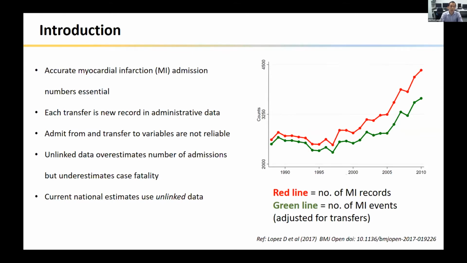We have previously shown that if transfers are not considered, as in this graph here shown by the red line, and such as when using unlinked data, the number of MI events can be inflated. Furthermore, if we do not consider transfers, we can also underestimate case fatality due to a larger denominator. Current national estimates use unlinked data. And with this in mind, we sought to determine if we can identify transfers in hospital data using machine learning methods.